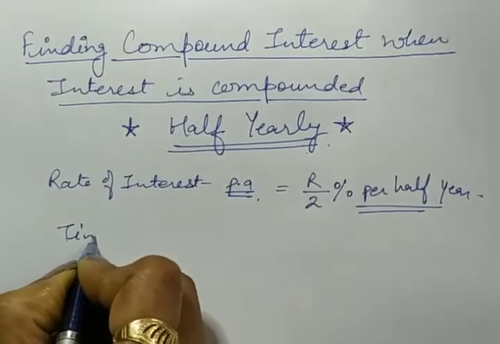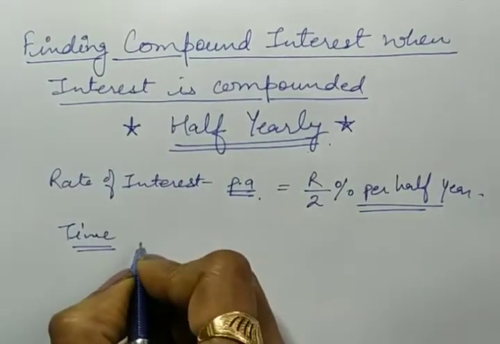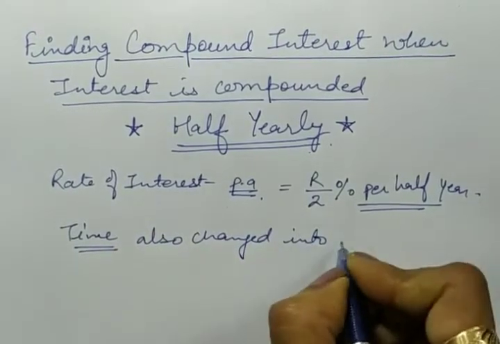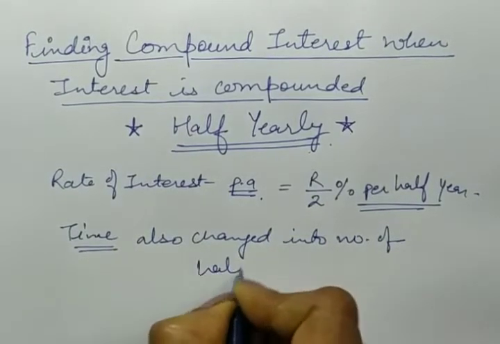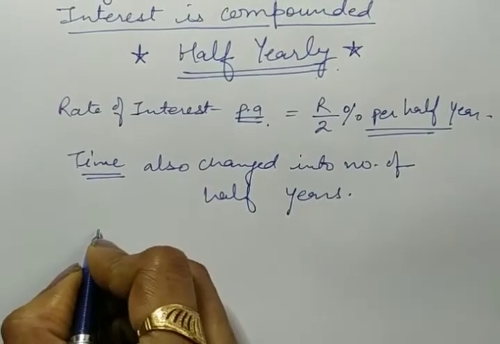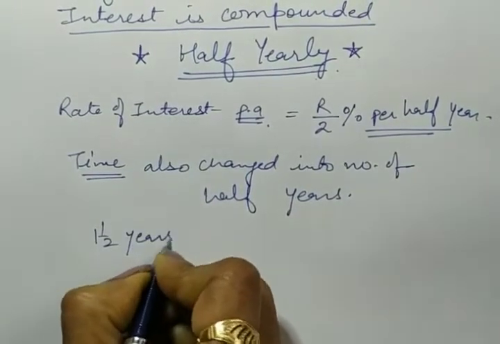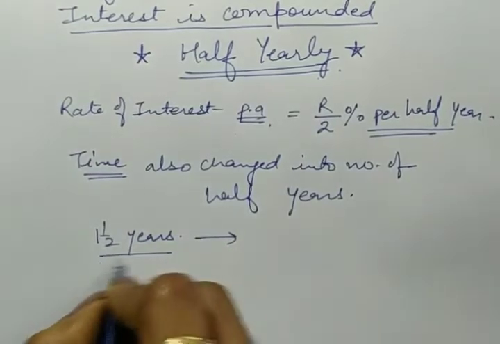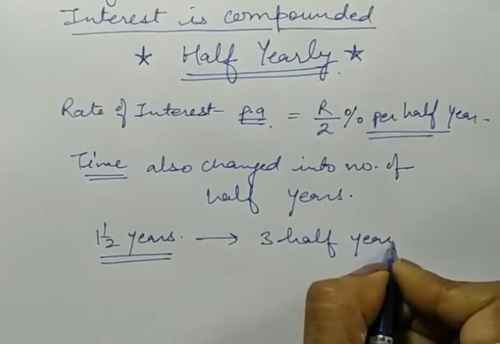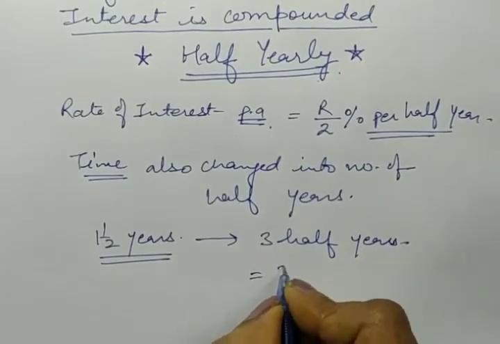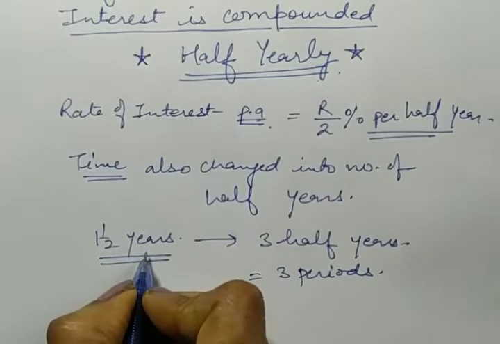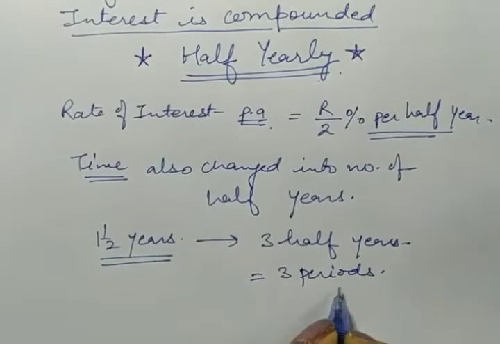And the time that is given in the question also changes into number of half years. That is, if in the question the time is given 1.5 years, interest is compounded half yearly, then the time period will be 3 half years. That is 3 periods. 1.5 years means 3 half years, that is 3 periods.